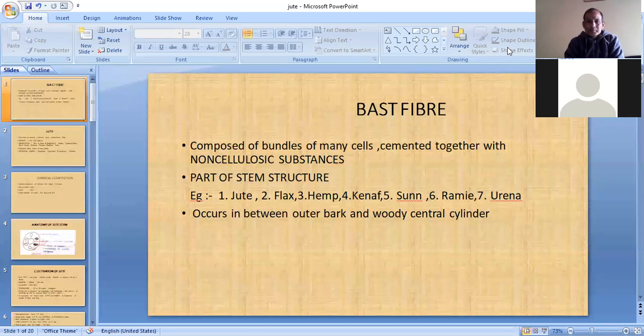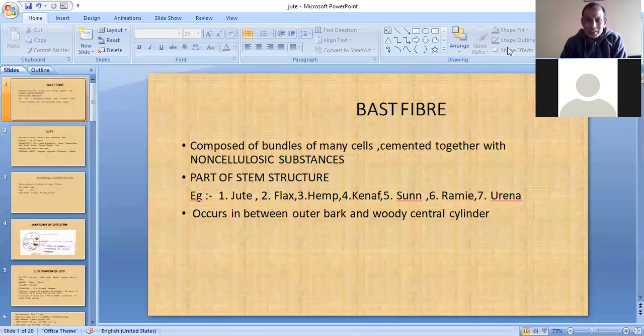Bast fiber. Bast fibers are composed of bundles of many cells cemented together with non-cellulosic substances. These fibers are part of stem structure. जो पेड़ का जो तना है वहां से हमें ये फाइबर मिलता है, and because it is found under the bark or bast, that's why this is known as bast fibers.